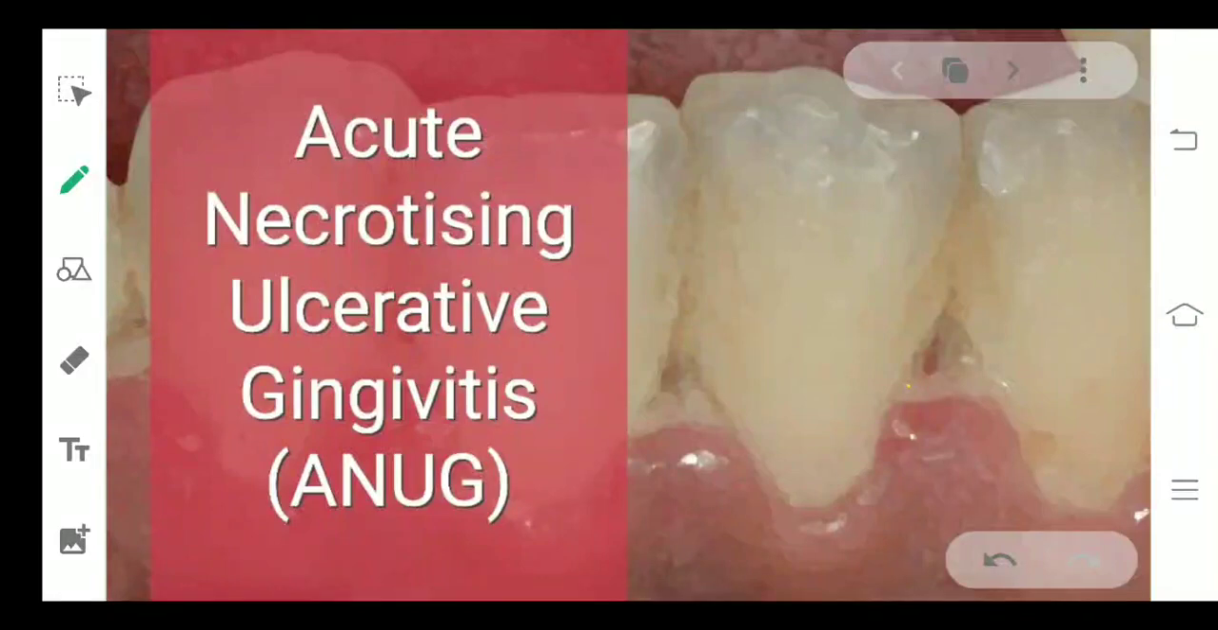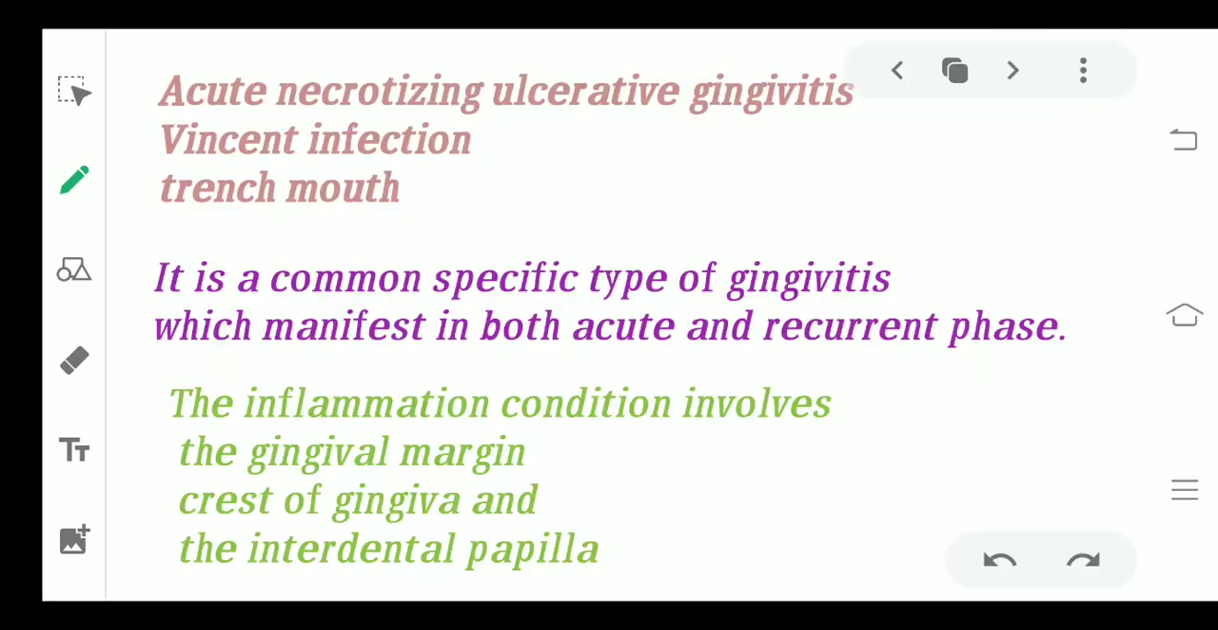Today we are going to study another very important disorder, that is acute necrotizing ulcerative gingivitis, also said to be ANUG. Now moving ahead with what this term actually is. It is nothing but a kind of gingivitis, that is inflammation of your gums, which can also be known as Vincent infection and trench mouth. So you see, it is a very common but at the same time very area specific type of gingivitis which manifests in both acute and recurrent phases.